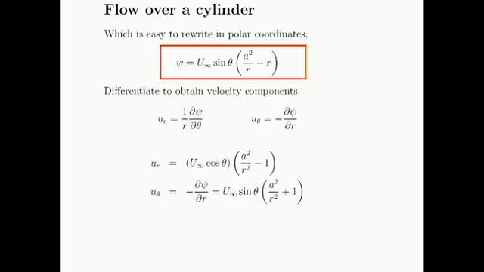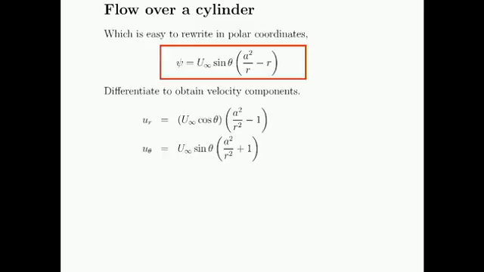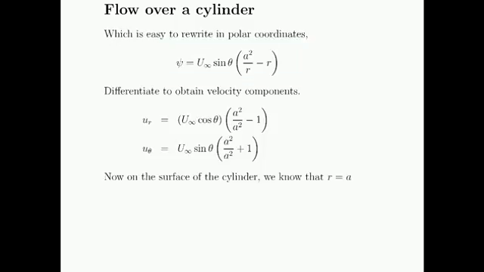So what do I set r to if I want the velocity on the surface of the cylinder? It's not a trick question. A, all right? So if I set r equal to a, you can see that for the radial component of velocity, that bracketed term is just going to become 1 minus 1, so it's just going to disappear. And for u theta, that bracketed term is just going to become 1 plus 1, which is equal, I hope you would see, to 2, all right? So the radial component of velocity is 0, and the azimuthal component of velocity is 2 u infinity sine theta. And there you see the beauty of switching this into cylindrical polar coordinates.